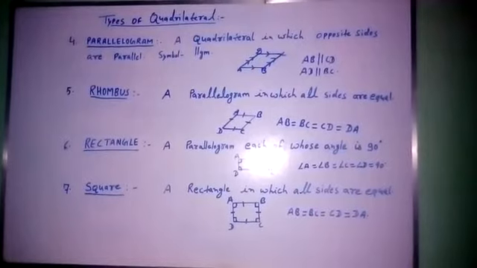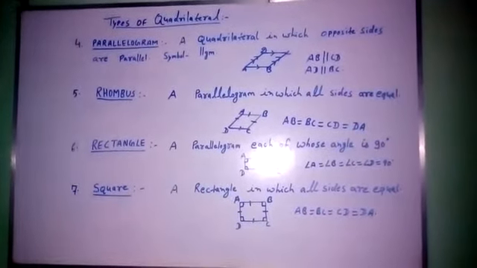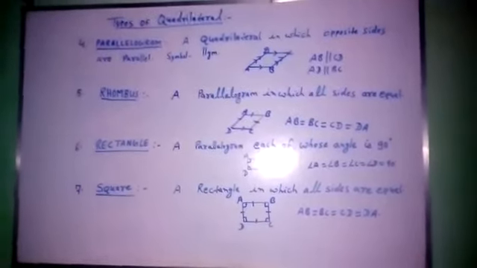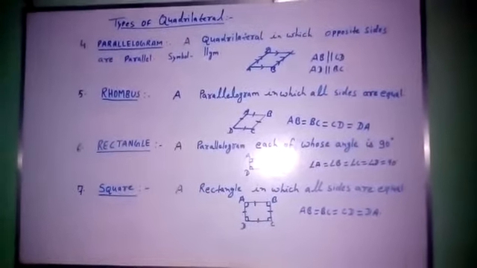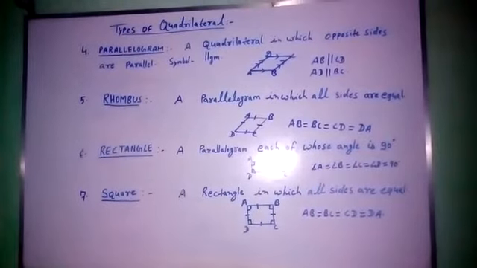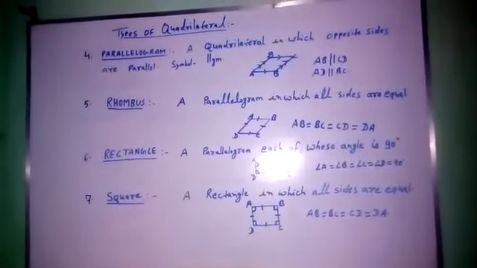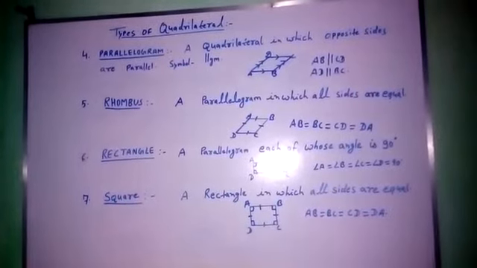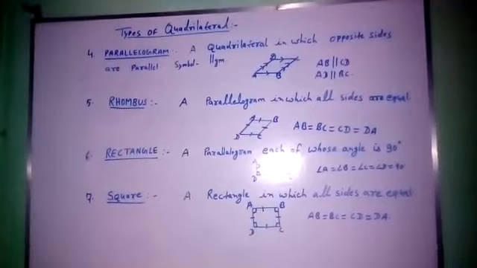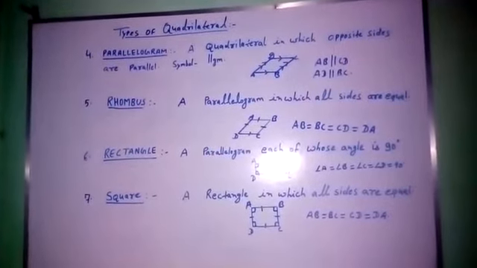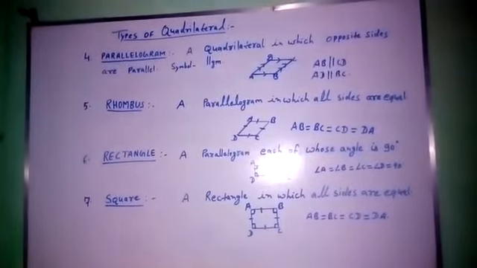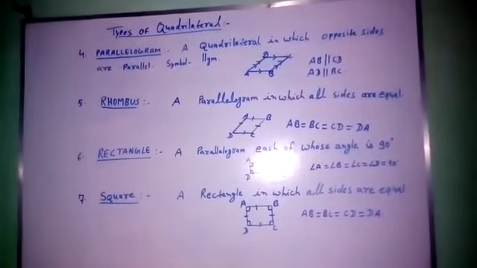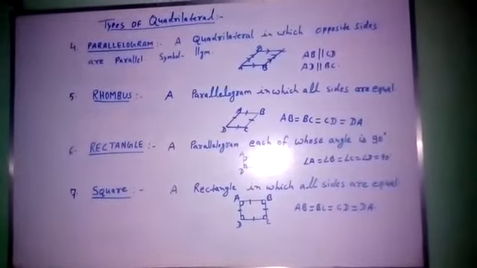A quadrilateral in which opposite sides are parallel is called a parallelogram. See in the figure, ABCD is a quadrilateral in which AB is parallel to CD and AD is parallel to BC. So ABCD is a parallelogram because its opposite sides are parallel. The next definition is rhombus.